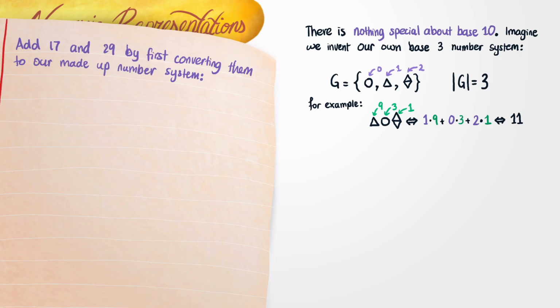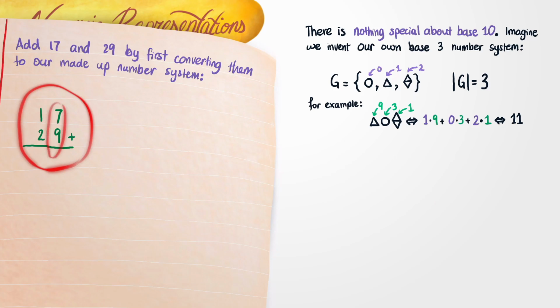So to demonstrate, I'm going to get you to add 17 and 29 by first converting them to our made-up number system. I'll start by doing this the normal way, and then we'll compare it to what would happen if we used our number system. So the addition algorithm that most people get taught at school looks a little bit like this. Usually, we'd write the 1s on top of each other, and then we'd write the 10s on top of each other.